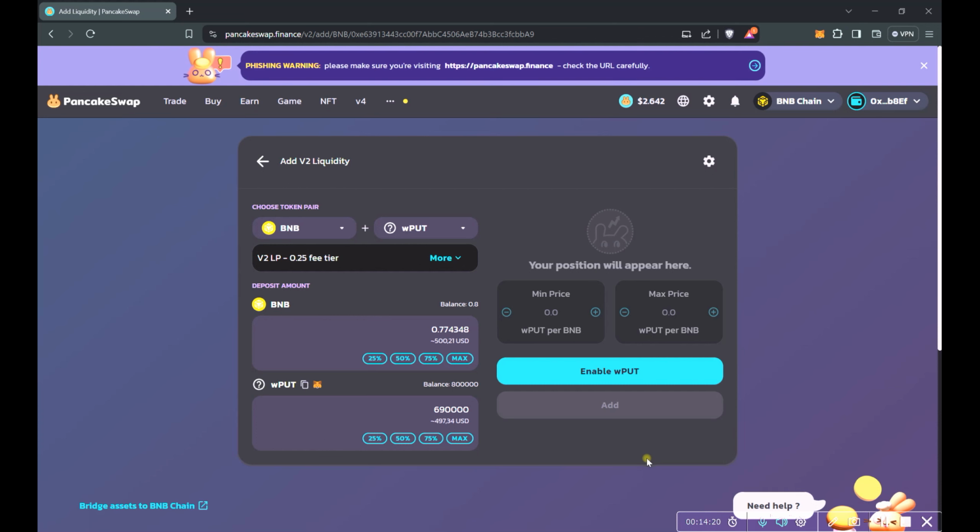So now we have to enable this pool, as I said before. By enabling the W Putin coin trading pool in our MetaMask, we give PancakeSwap the allowance to withdraw our 0.77 Binance coins and 690,000 Putin coin tokens and put them into the liquidity pool.